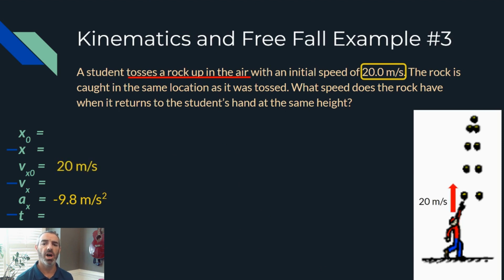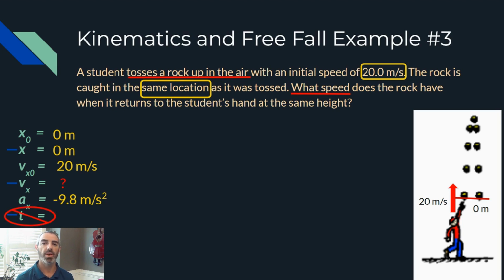Now we're asked for the entire flight time in this question. So we're going to define the bottom of the flight as 0 again. That's our initial position is 0. It asks for when the rock returns to the same location. Well, the same location means that final position is also 0. The question being asked is what speed, so I'm looking for the final velocity in this case.